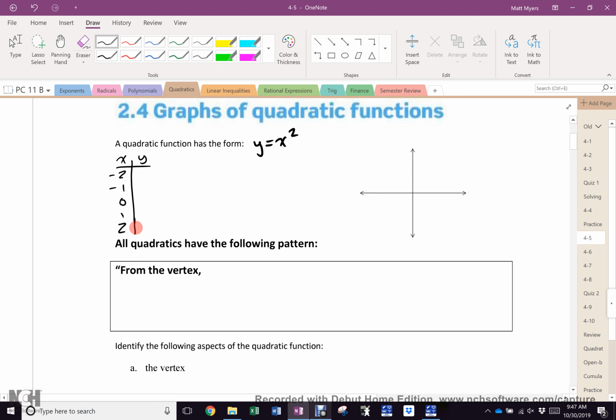What is negative 2 squared? 4. What is negative 1 squared? 1. What's 0 squared? What's 1 squared? Sorry, 1 squared is 1, and 2 squared, 4. Right? Let's put it on the graph. 0, 0. Good? 1, 1. 1, 1. 2, 4.